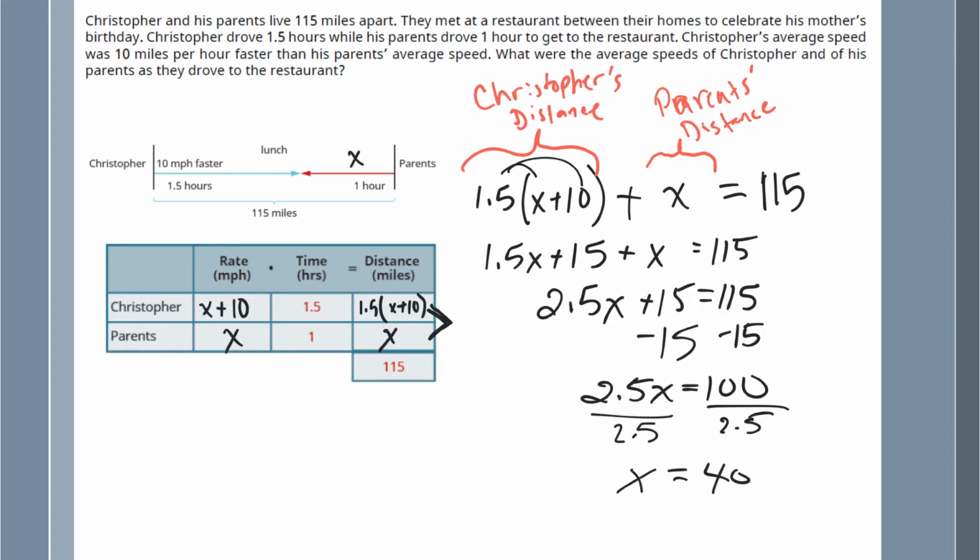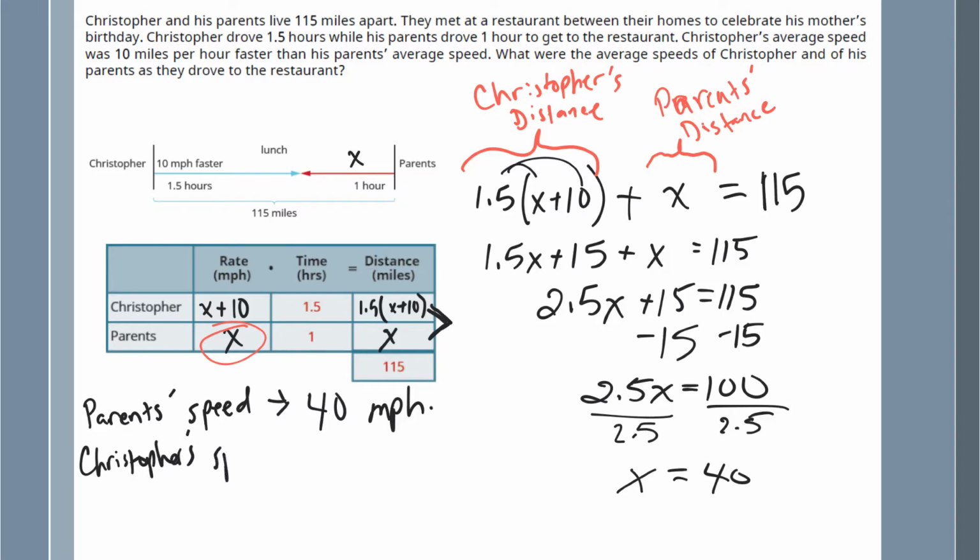What does that tell us? That tells us that his parents' speed was 40 miles per hour. So parents' speed is 40 miles per hour. And then Christopher's speed is x plus 10, or 40 plus 10, so he was going 50 miles per hour.